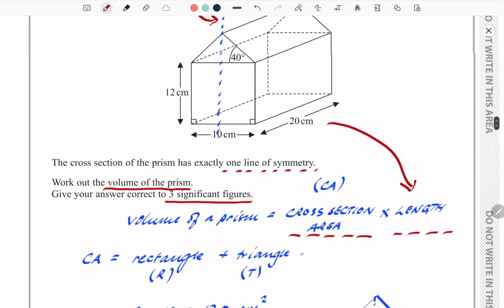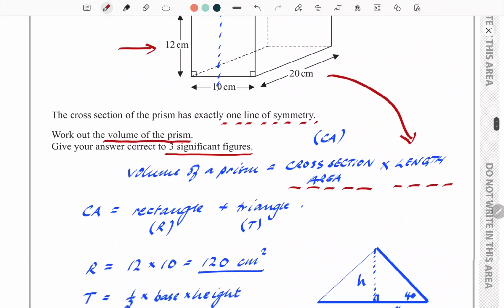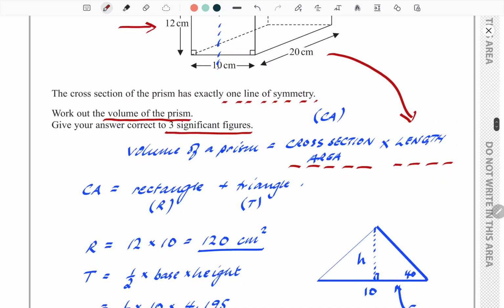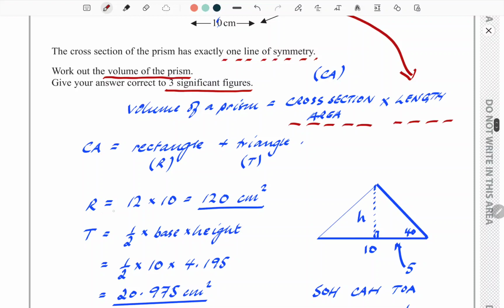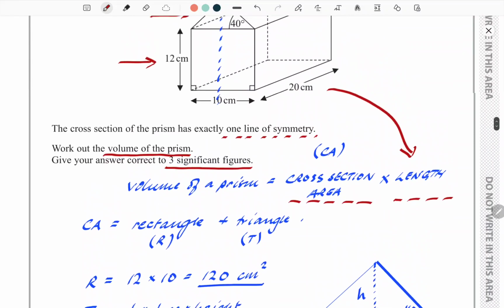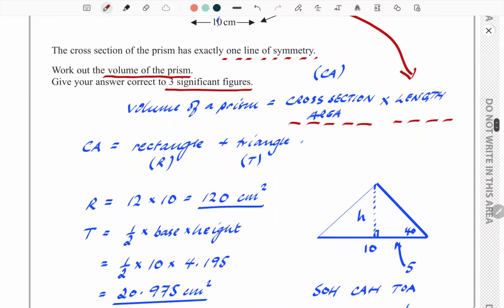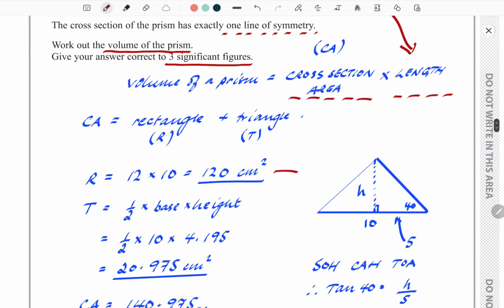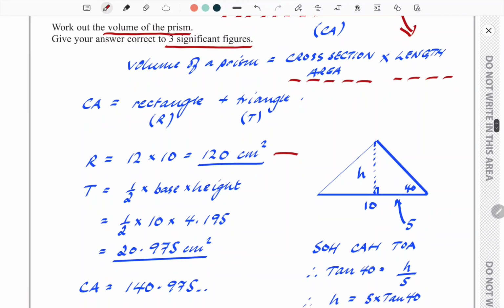And as you can see, the cross-sectional area has two bits to it. There's a triangle at the top, and there's a rectangle underneath it. So we're going to treat those separately. The rectangle, R, plus the triangle, gives you the total cross-sectional area. The rectangle is straightforward, 12 times 10. All right, if you look at the question there, 12 times 10 for the rectangular face. So that's your 120.